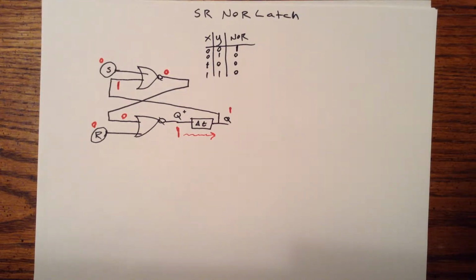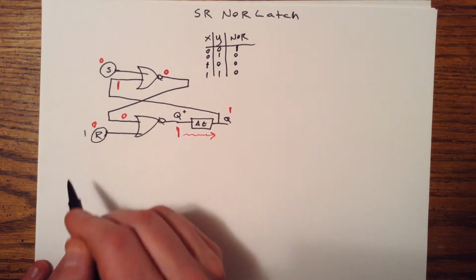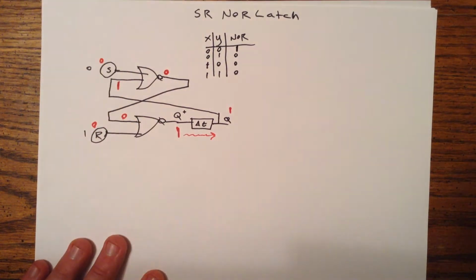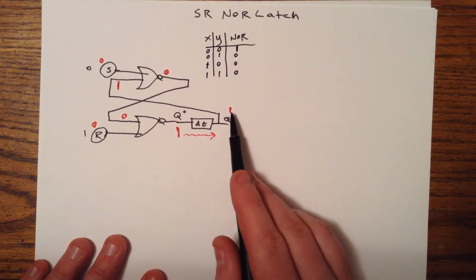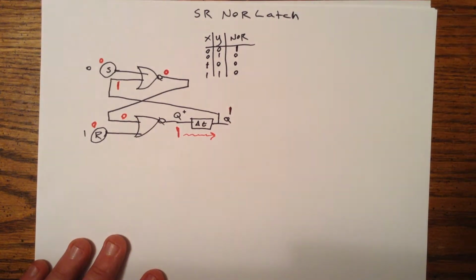So let's go ahead and try something else. Let's try putting a 1 on the reset and a 0 on the set, and then let's leave the 1 right here at the beginning.